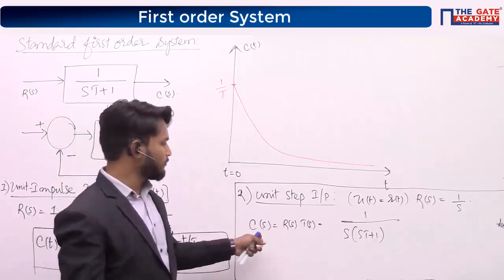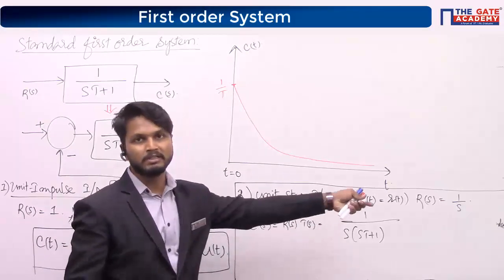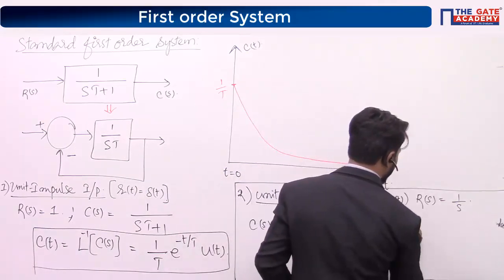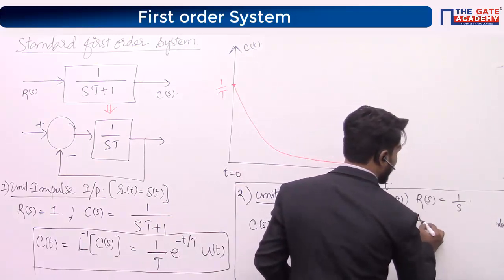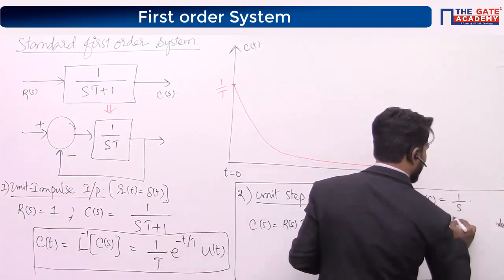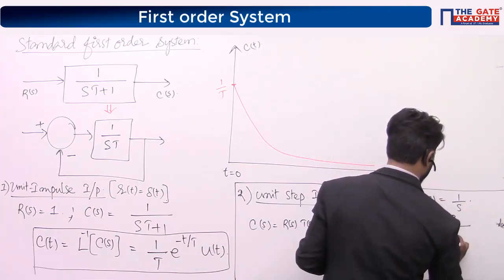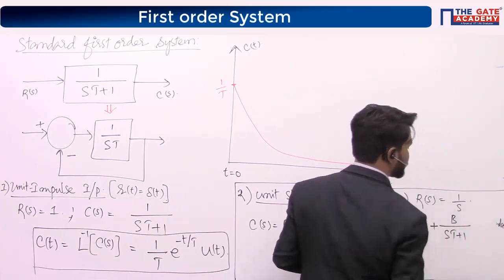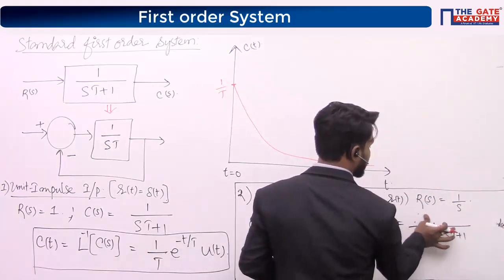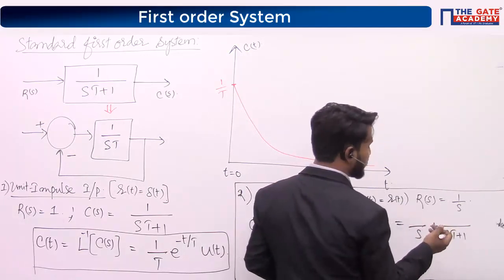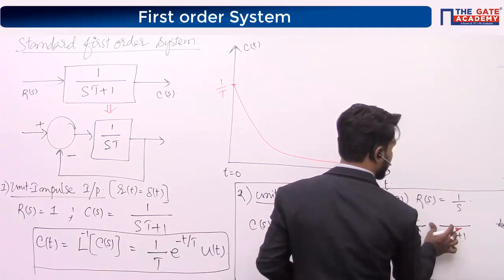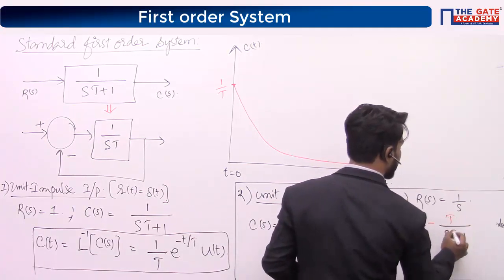In order to find c of t, you have to separate C of s into its partial fractions, right? So just separate this into its partial fractions. What are its partial fractions? You can partially factorize it as A by s plus B by (sT plus 1), right? A is 1, and B is not minus 1 by T, B is minus T. A is 1 and B is minus T, which means we get minus T here.